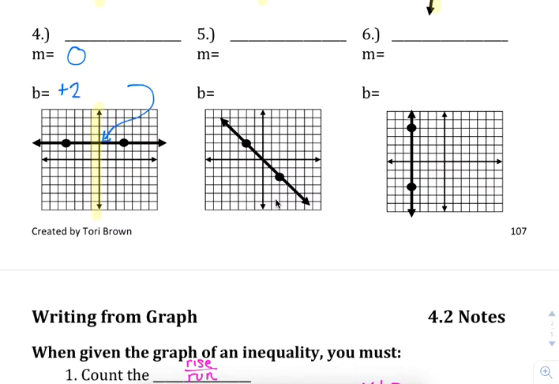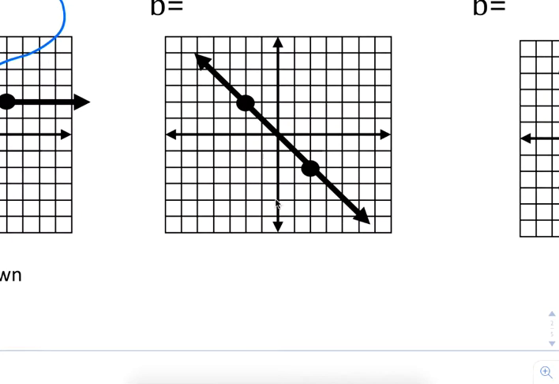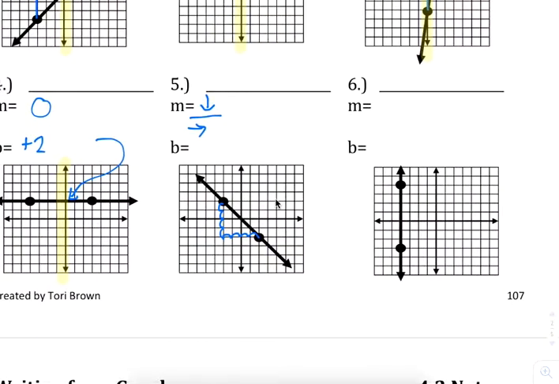For number 5, I notice that I am going to need my arrows. My graph is going down as it moves to the right. So I'm going to zoom in. We are going down 1, 2, 3, 4, over 1, 2, 3, 4. Down means negative 4, over 4. We want to simplify that. You would never see a number over itself in a fraction. Negative 4 divided by 4 makes a negative 1. My b, however, is at the origin.